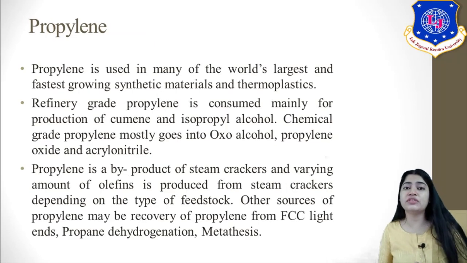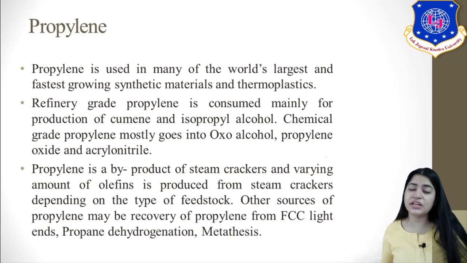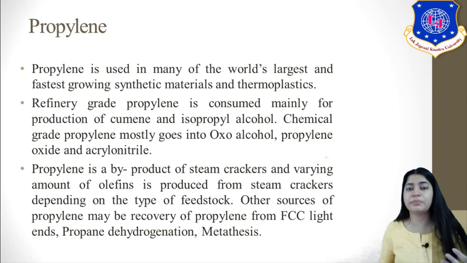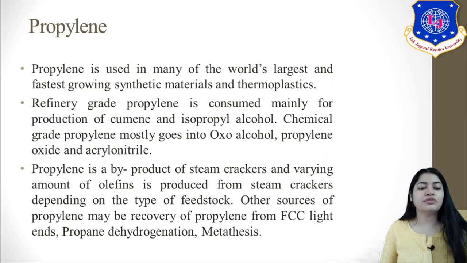The next topic is propylene. This is an important petrochemical which is used to make various other petrochemicals. This is the range of C3 petrochemicals. Polypropylene is one of your polymers which is obtained from propylene. So first of all, what is propylene? It is a C3 petrochemical, as 3 carbons are present. Propylene is used in many of the world's largest and fastest growing synthetic materials and thermoplastics.